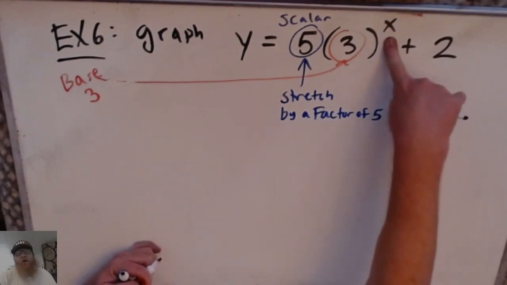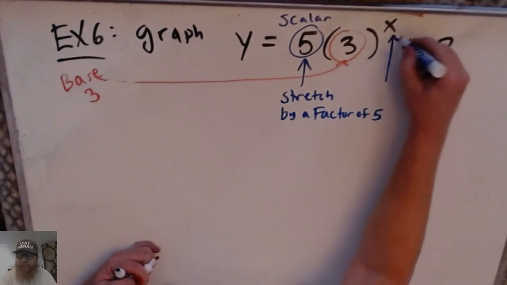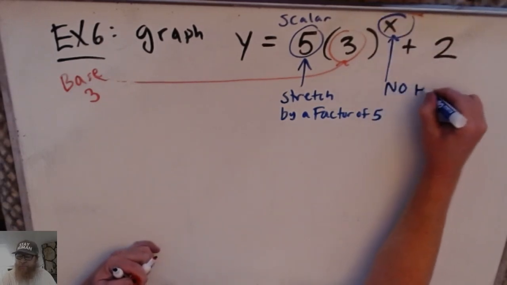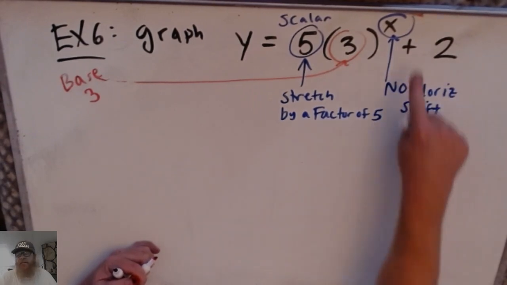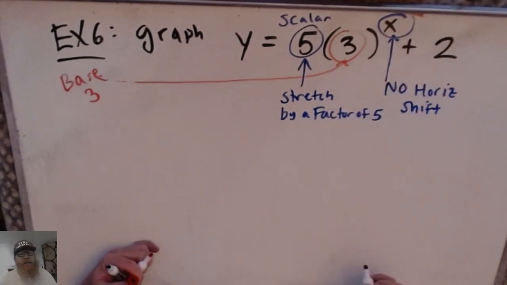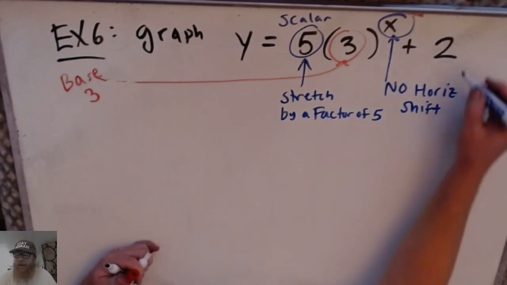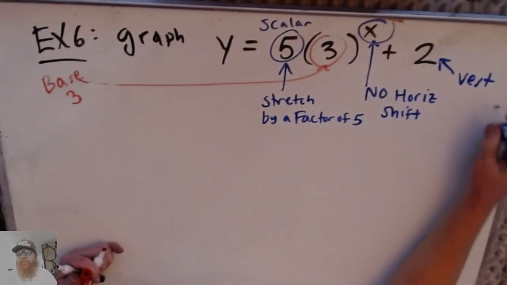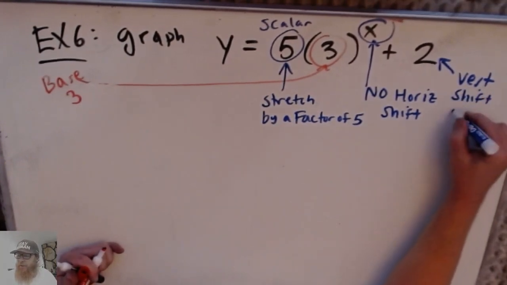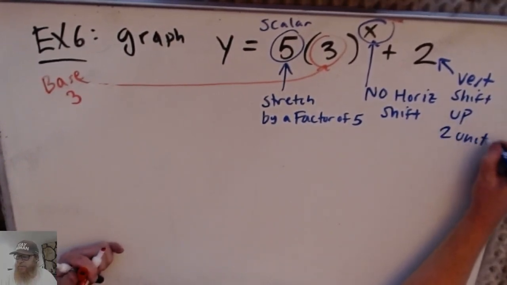There is no horizontal shift, because there's no pluses or minuses on the x. But there is a vertical shift. Vertical shift up 2 units.